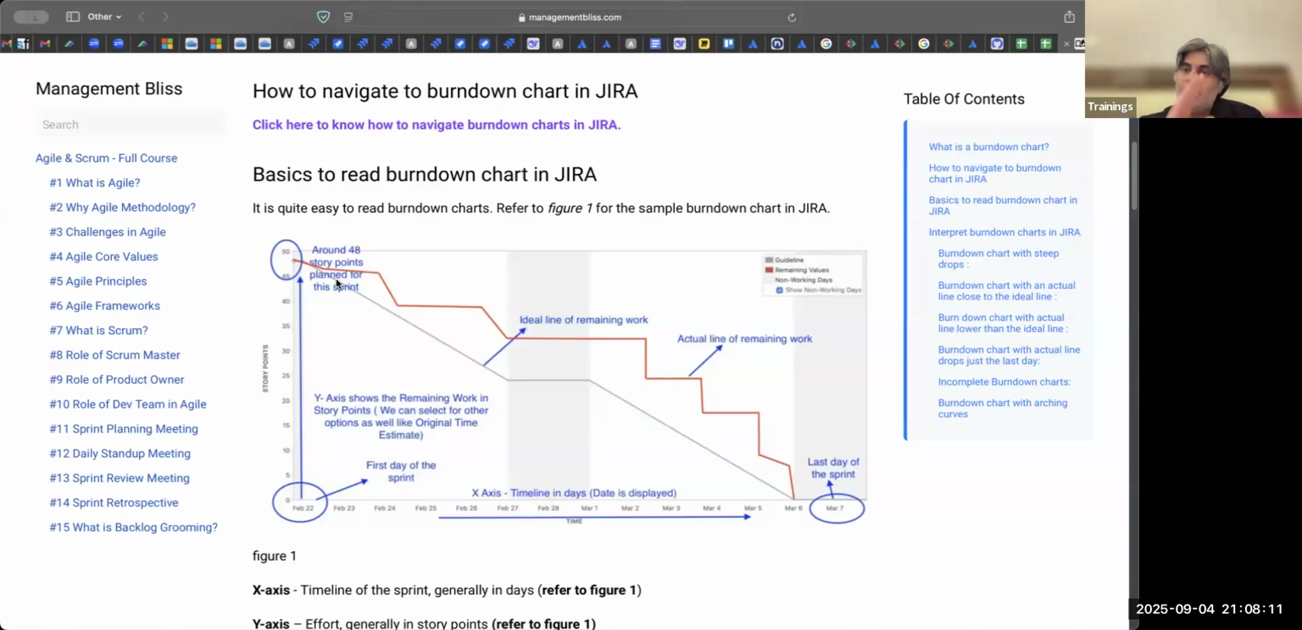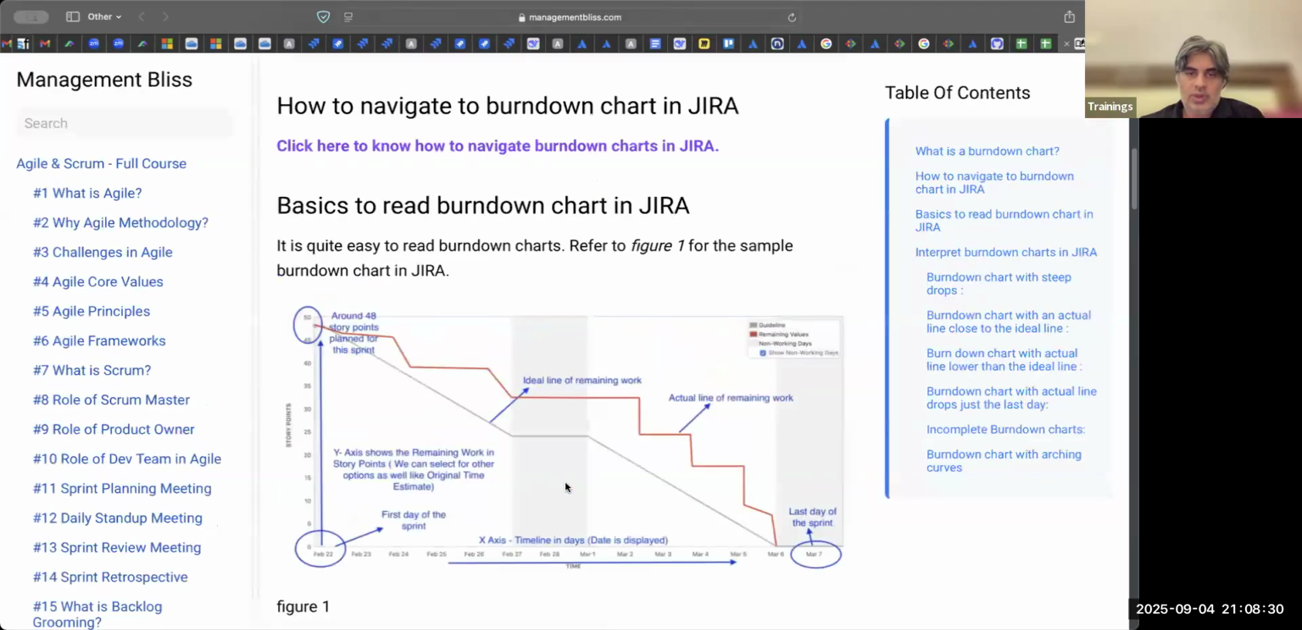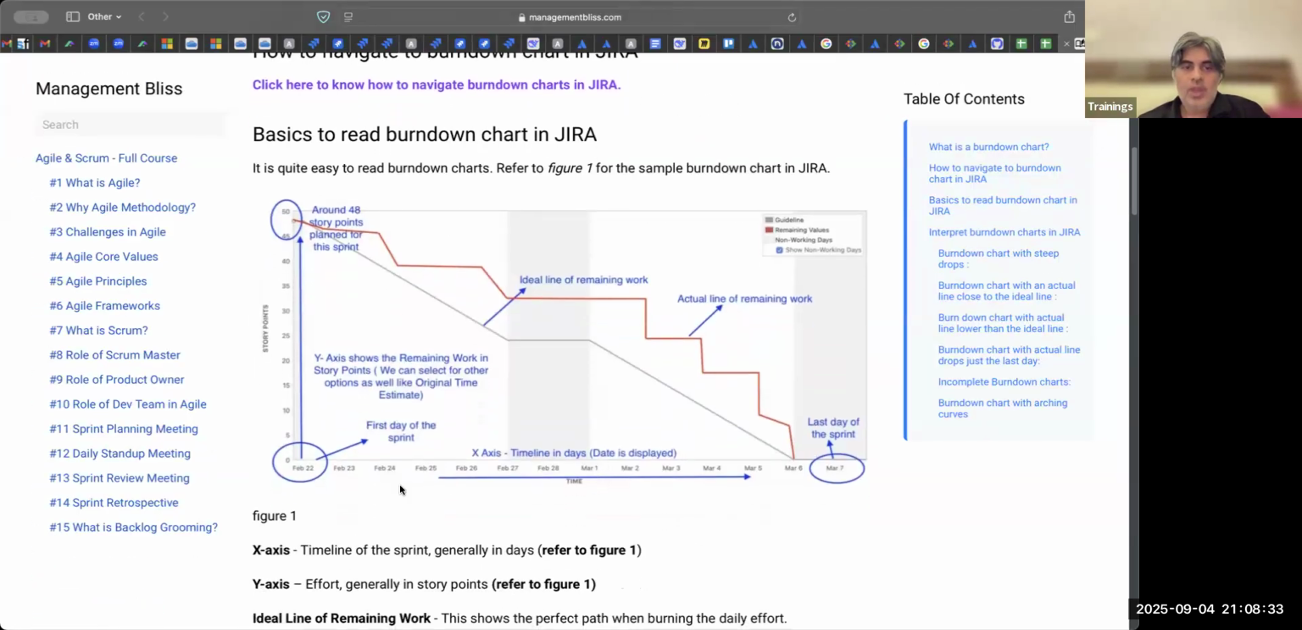But it is such a powerful tool. One look at it, if you can read this chart properly, you can know what is happening with your team easily. How? Let's see. This sprint started on February 22. I can zoom in so you should be able to see. Day one was February 22. March 7th was the last day of the sprint.